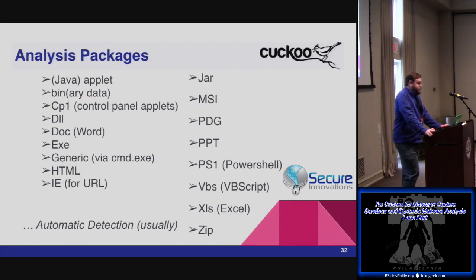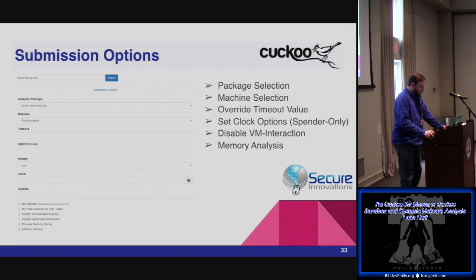So Cuckoo supports a bunch of analysis packages. You can see a whole bunch here, but most things you're concerned with are executables, Word documents, sometimes Java applications, PDFs, things like that. And Cuckoo does a pretty good job when you submit it. It automatically detects the type, but you can also tell it if you've got a sample that's not flagging correctly. You can say, hey, this is a PDF, run it as a PDF, or this is an executable, run it as an executable.